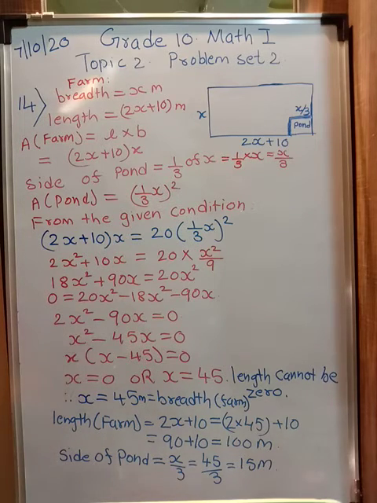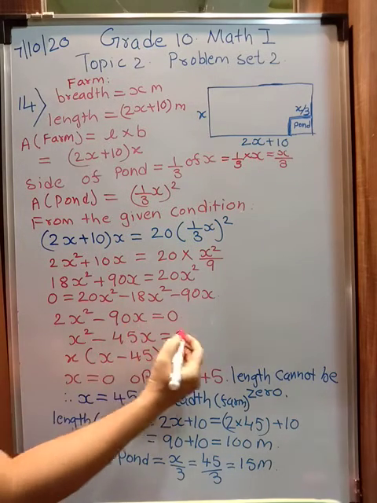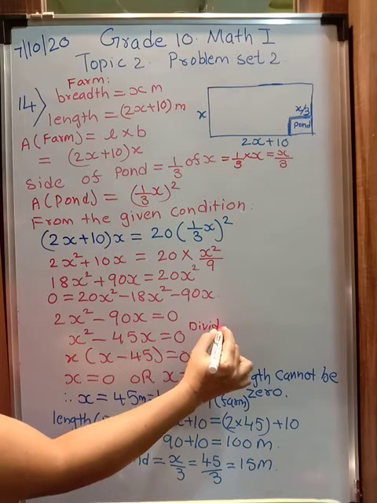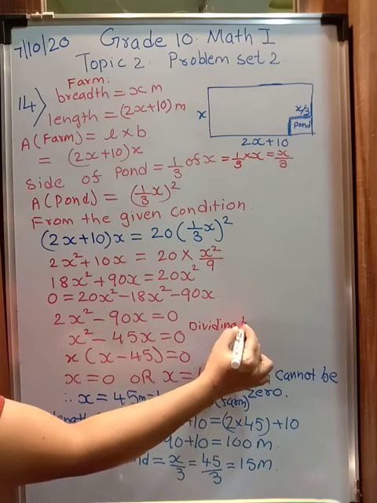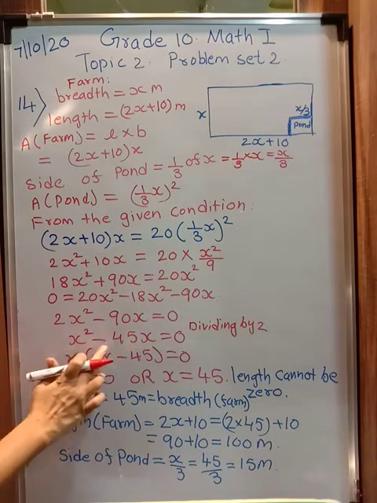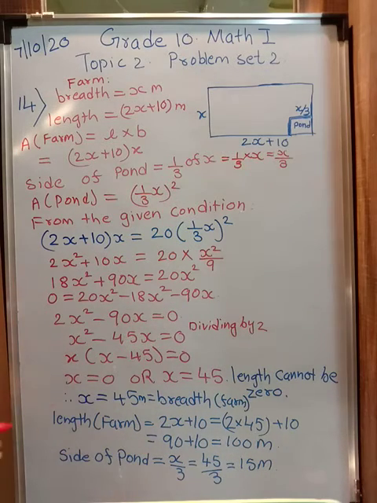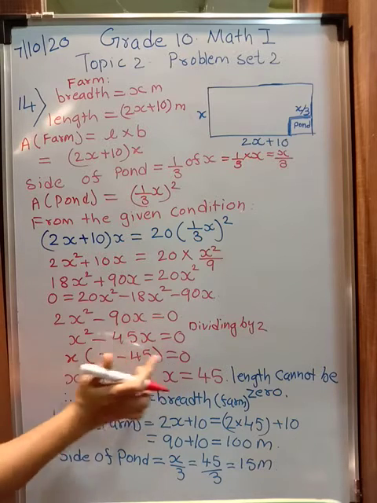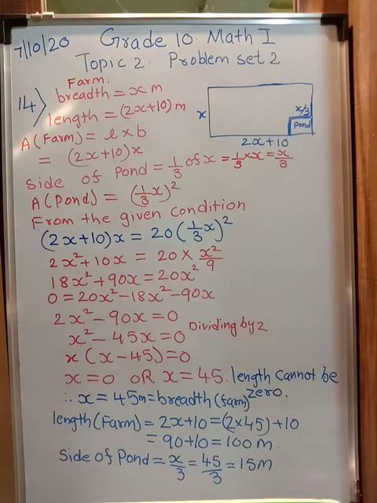Now, if I divide this by 2, dividing by 2, what do we get? x square minus 45x is equal to 0. Take x common. x into (x minus 45) is 0. So either x is 0 or x minus 45 is 0. But x cannot be 0, no, because x is breadth. So only option is what?